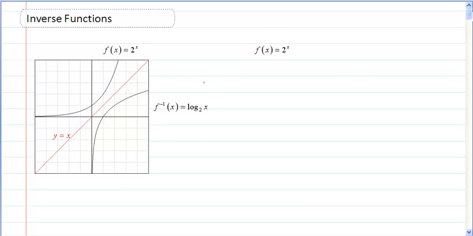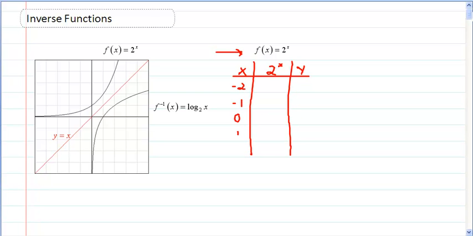In this lesson you will learn about inverse functions. To illustrate an inverse function, I'm going to start with the equation f of x equals 2 to the x. And I'm going to make a table of x values and substitute them into the function to find their corresponding y values. And the values that I'm going to pick are -2, -1, 0, 1, and 2.